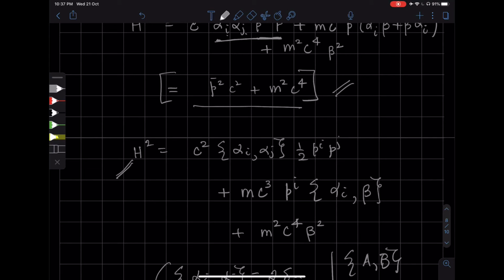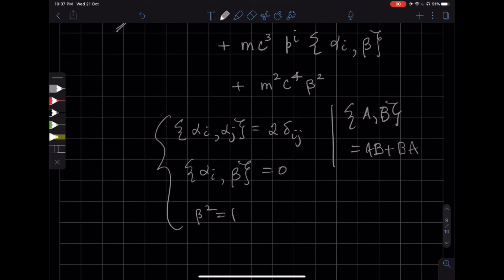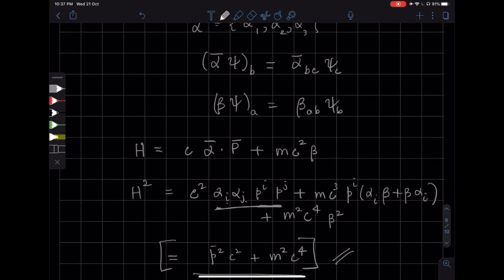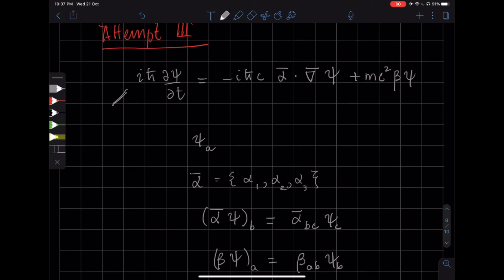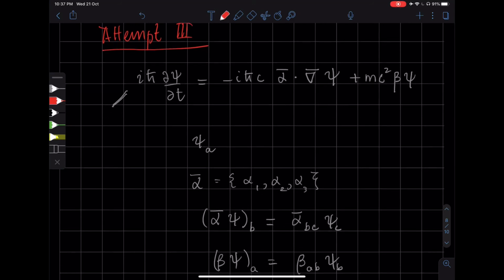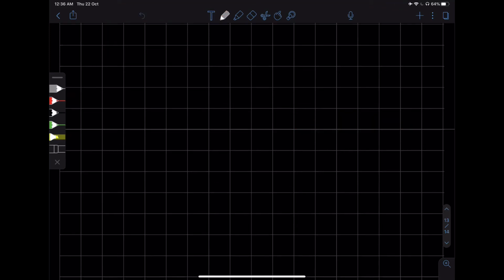So Dirac adopted these conditions. So these conditions and this equation, along with those three conditions, is called the Dirac equation. And the Dirac equation is an equation which is consistent both with special relativity as well as quantum mechanics.